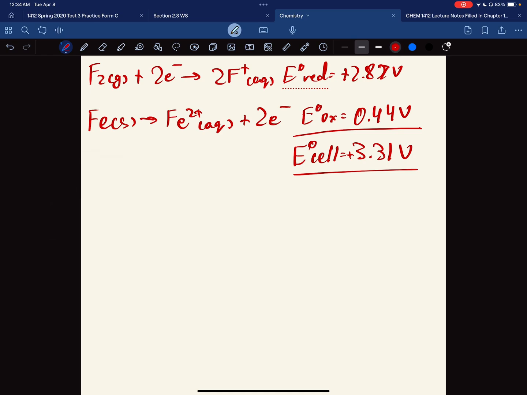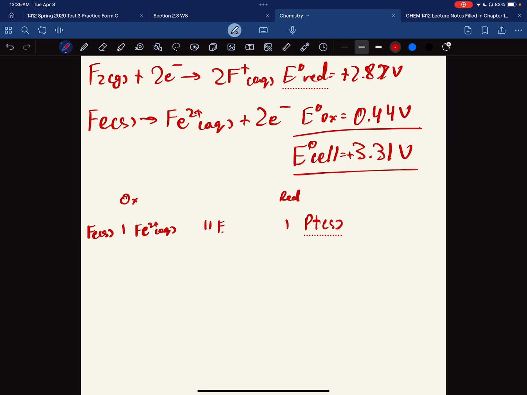So there are two sides to this. There's an oxidation side and there's a reduction side. So on the oxidation side, iron solid is going to go to Fe2+ aqueous ion. On this side, as fluorine is a gas at standard conditions, we're going to need an inert cathode. So that one is going to be platinum in this case. We use platinum.